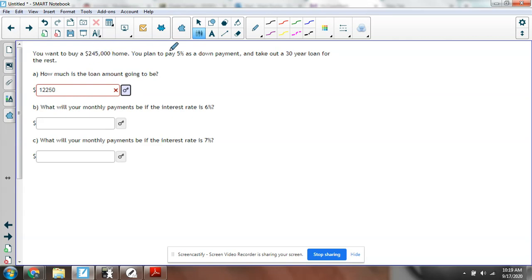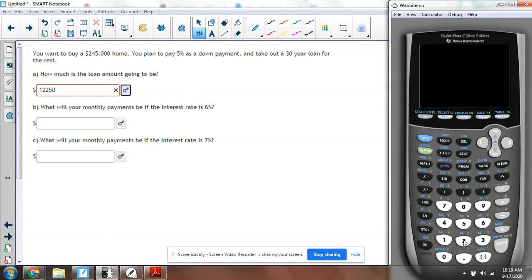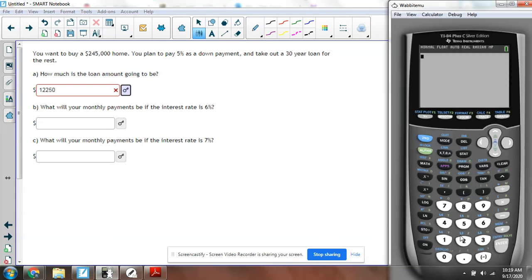So that's how much the home costs, but 5% of that I'm paying up front. So what am I paying up front? Well, I'm paying 5% of $245,000. Okay, so I'm paying that. That's where you got that answer. So this is what you're paying. So the loan amount should be the remaining balance. Should be the price of the home minus that. So we'll do $245,000 minus your down payment. So the loan amount is going to be $232,750.